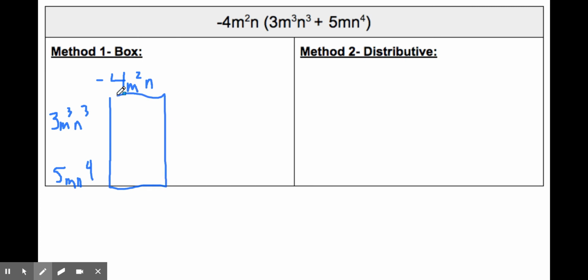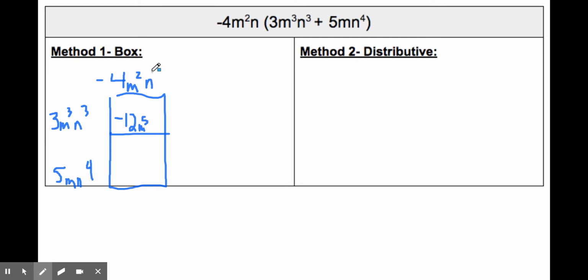Box it. Okay, first multiply the coefficients. 3 times negative 4 is a negative 12. Base is m. When they have the same base, you're going to add the 3 plus the 2 and get m to the 5th.